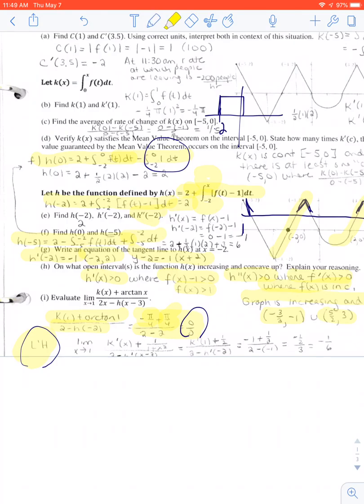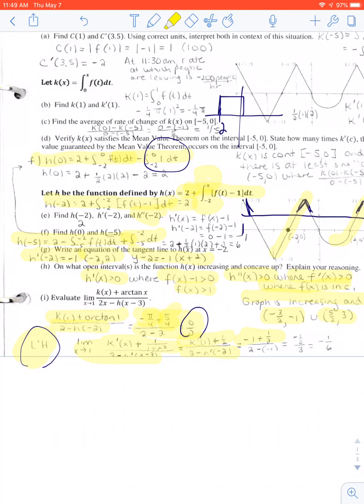Okay, so I applied L'Hopital's rule by taking the derivative of the numerator over the derivative of the denominator. This kind of went off the screen a little bit. So I have to figure out k prime of 1 plus, when I put in 1, I'll get a half on the top, over 2 minus h prime of -2. So again, k prime of 1 we found out in part B. So a lot of times they go back and use this.